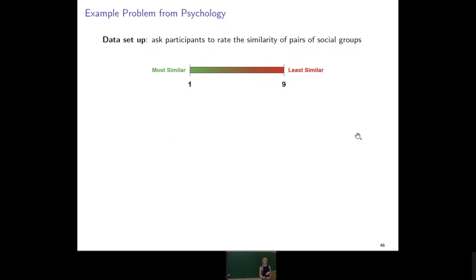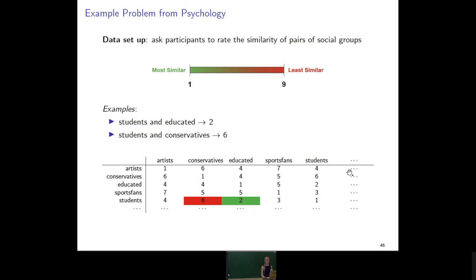To do this, we have to collect some data. The data setup is the following. We ask participants to rate the similarity of pairs of social groups on a scale from 1 to 9, where 1 indicates that the groups are very similar and 9 indicates that they're very dissimilar. In an example here, we could have the comparison between students and educated people, where we give them perhaps a score of 2, because they're very similar. Then we have students and conservatives, where we give them a score of 6, because they're mostly different, but not too different, so somewhere in between. These different scores will be collected, once again, in an Excel spreadsheet, which looks like this, where on the rows we have the social groups, and in the columns we have the social groups.